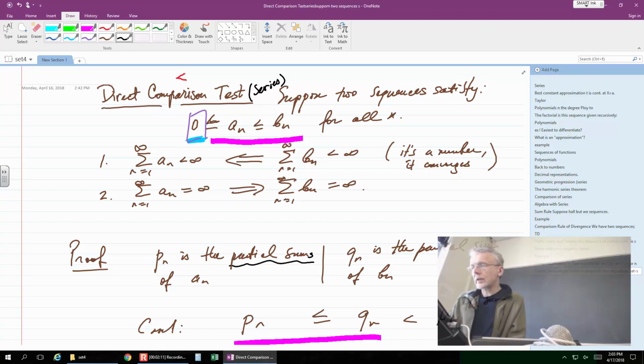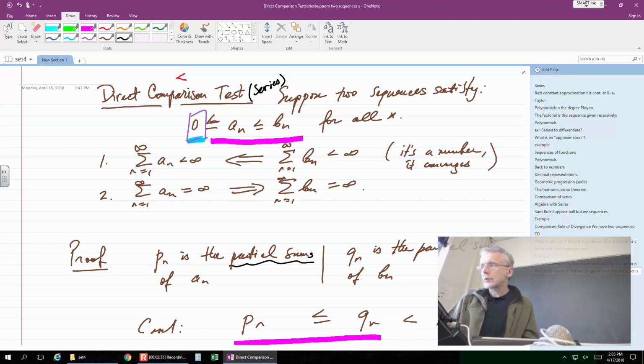As an example, you are looking at comparison series. You have a new series, and you compare it to an old series that you've seen before, whose behavior you know, whether it is convergent or divergent. That will help you.